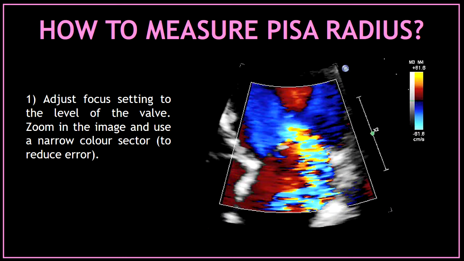Now that we know everything about PISA, how do we measure the PISA radius then? First, you have to adjust the focus setting to the level of the valve. Zoom in the image and use a narrow color sector to reduce error.